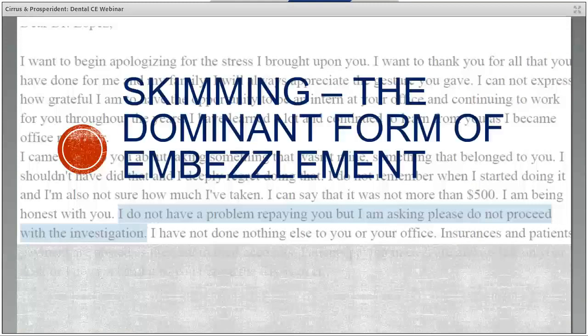What I will say now is that skimming is the dominant form of embezzlement in dentistry. In other words, we do see outflow embezzlement a little bit, but probably 80% of the cases that we work on involve theft of revenue.